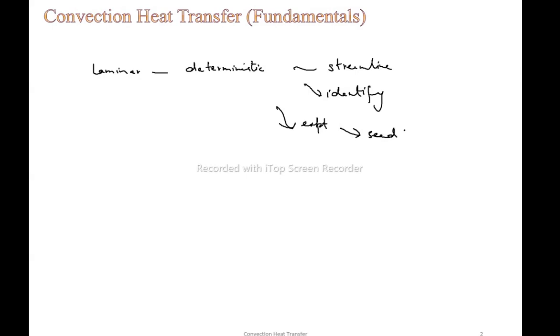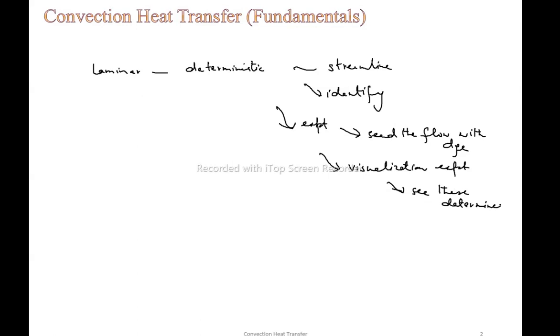So I was telling you, laminar: deterministic flow. Deterministic, because you can see streamlines. You can identify them. Maybe if you perform some experiment in the laboratory, if you seed the flow with dye, that means you do some sort of visualization experiments, you can identify these streamlines. You can see these streamlines.